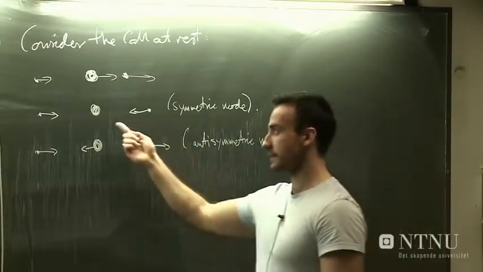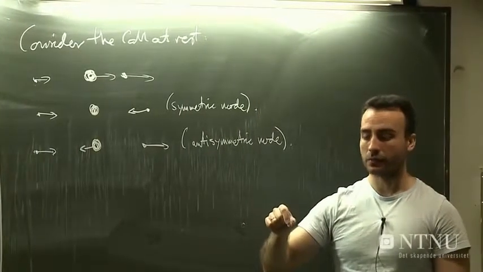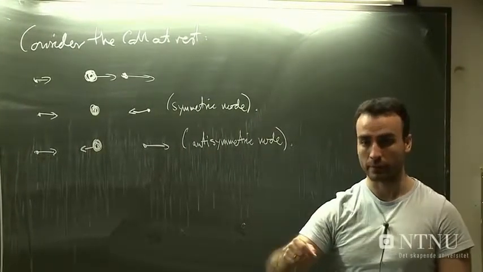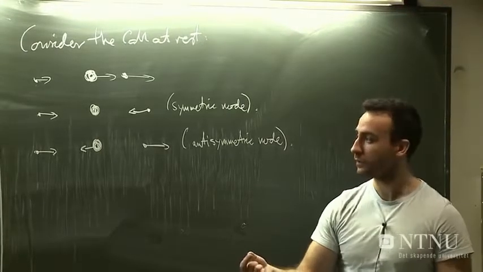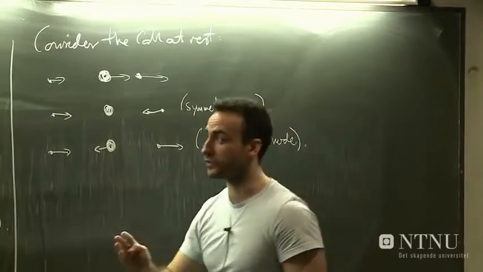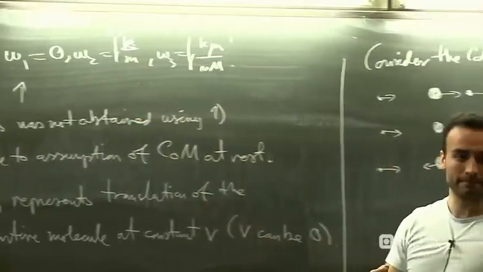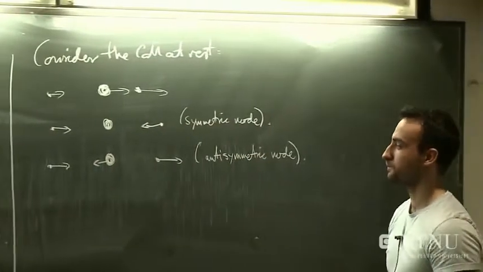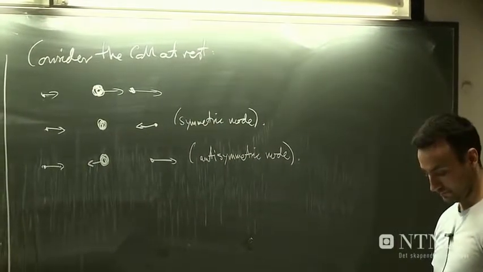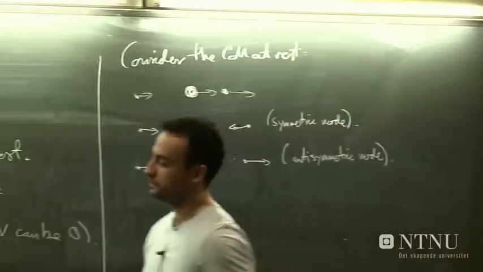So if we have this situation, for instance, all the amplitudes related to the deviation of the carbon atom from equilibrium are 0, whereas the amplitudes for the oxygen atoms are non-zero only for this mode. Do you see what I mean? Okay. All right.